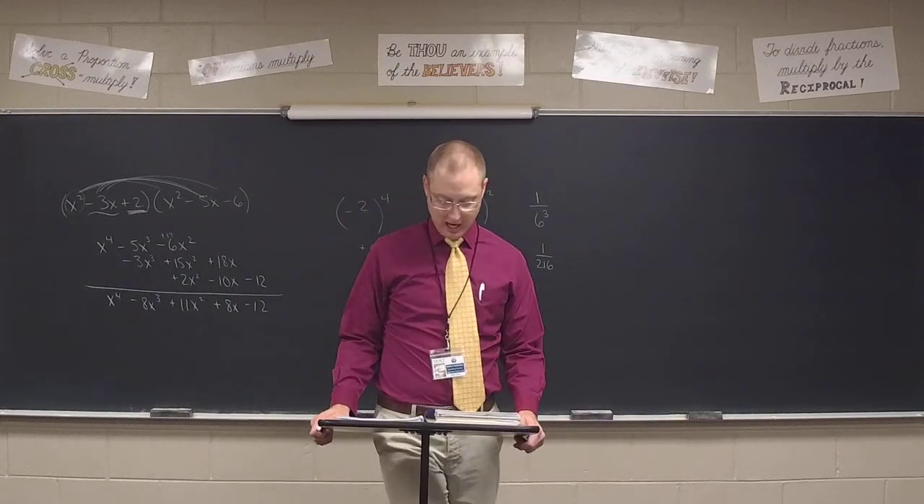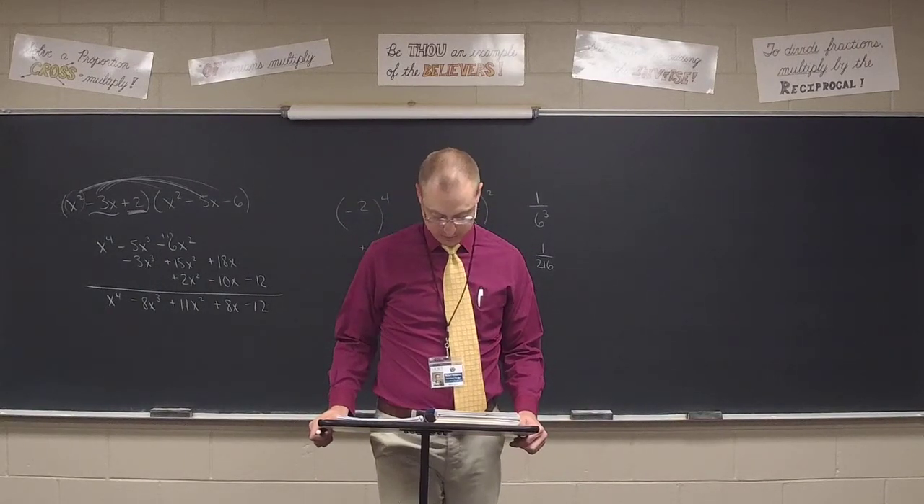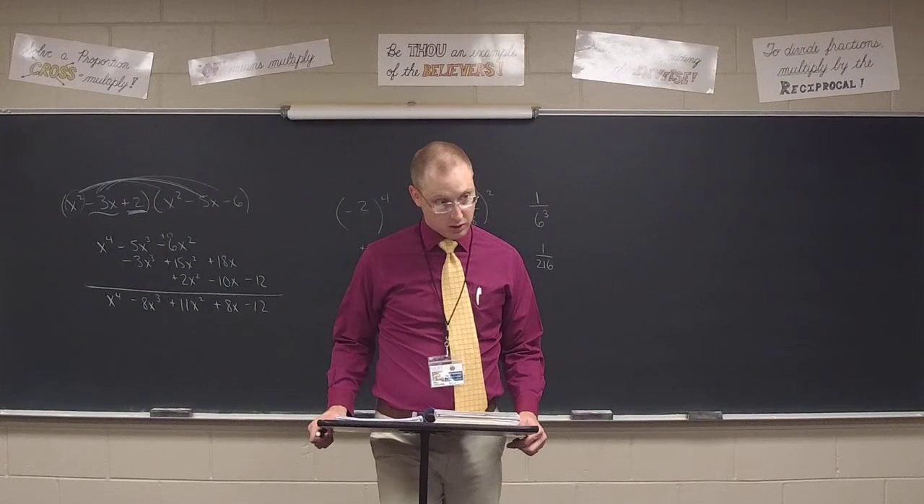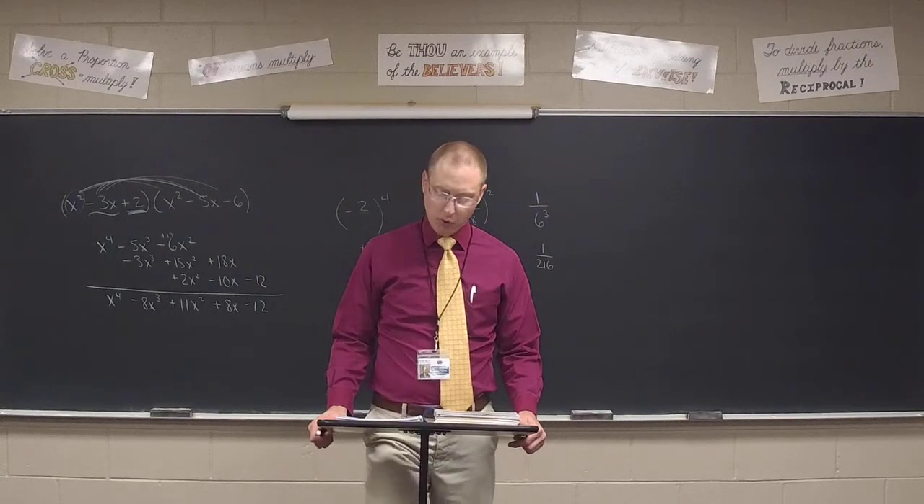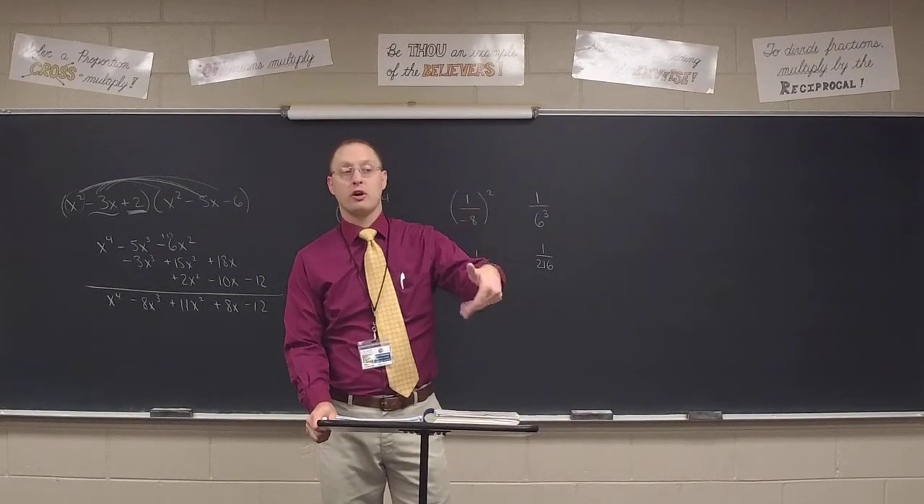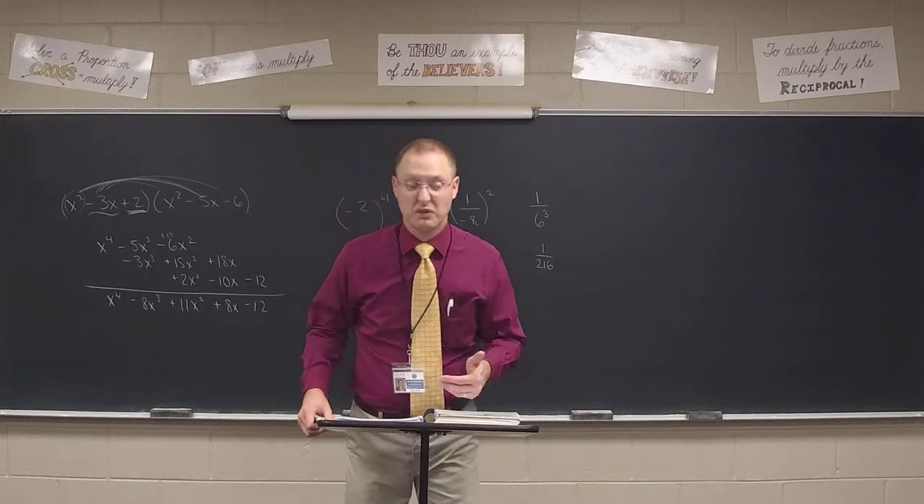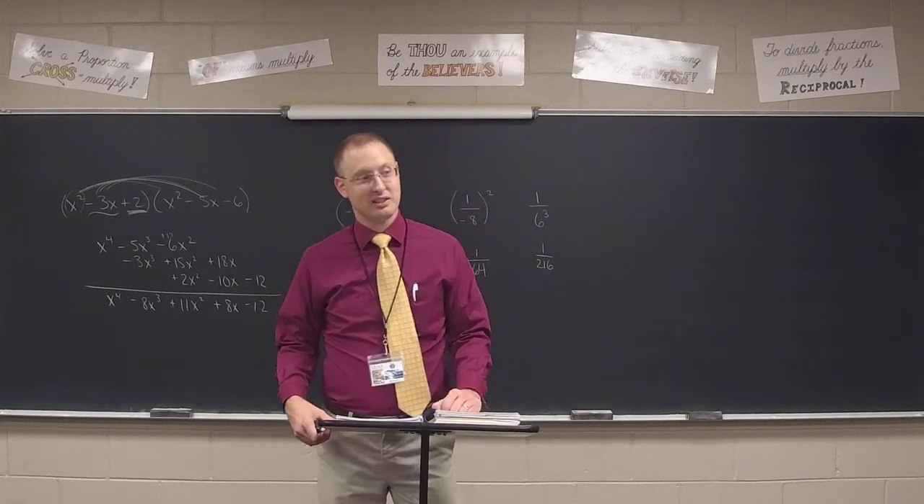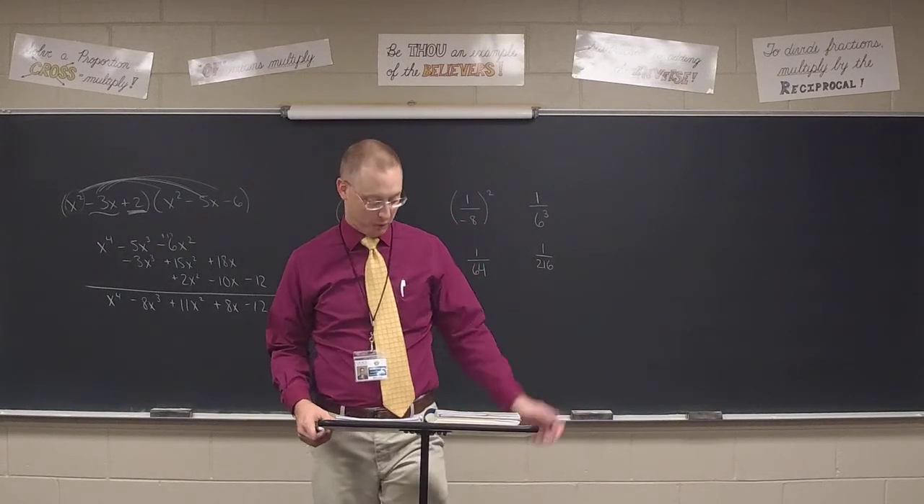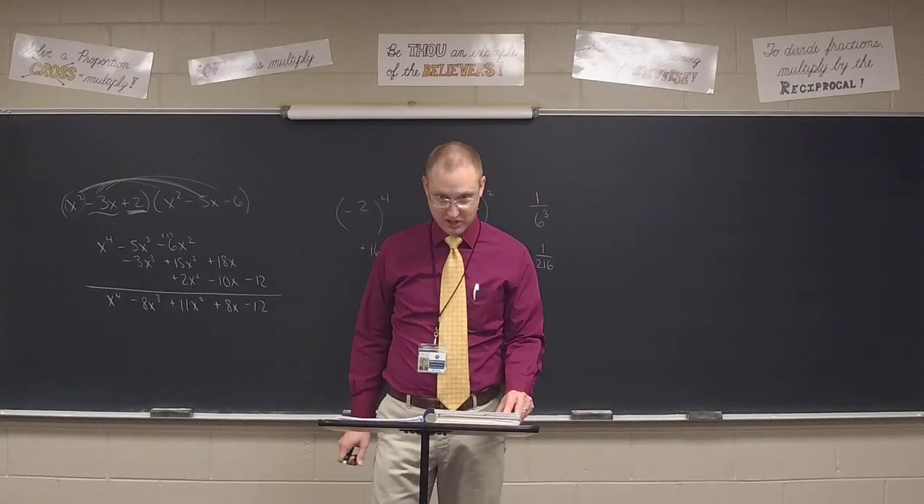What about number 39, Adam? 5 to the negative 2nd. 1 over 5 squared. Good. 1 over 5 squared, which becomes 1 over... What's 5 squared? 1 over 25. 1 over 25, or 1/25th. Our answer. Good job there.